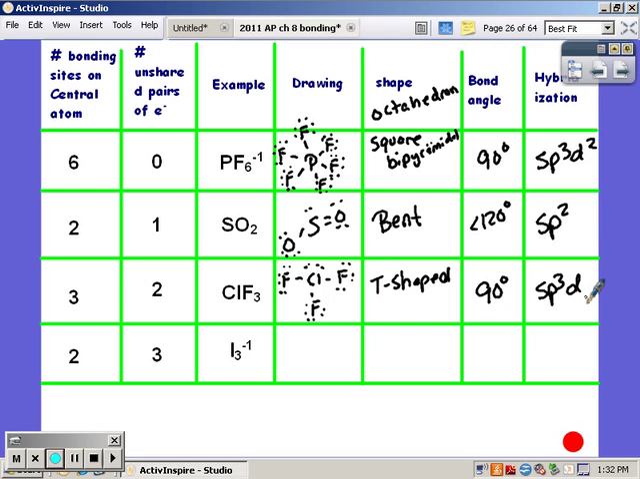Pause the video and draw I3 -1. Two iodines coming off and 3 lone pairs on the central atom, making it linear. So the 3 lone pairs position themselves around the center, kind of like the trigonal bipyramidal, and so we're left with 180 degrees and sp3d hybridization.